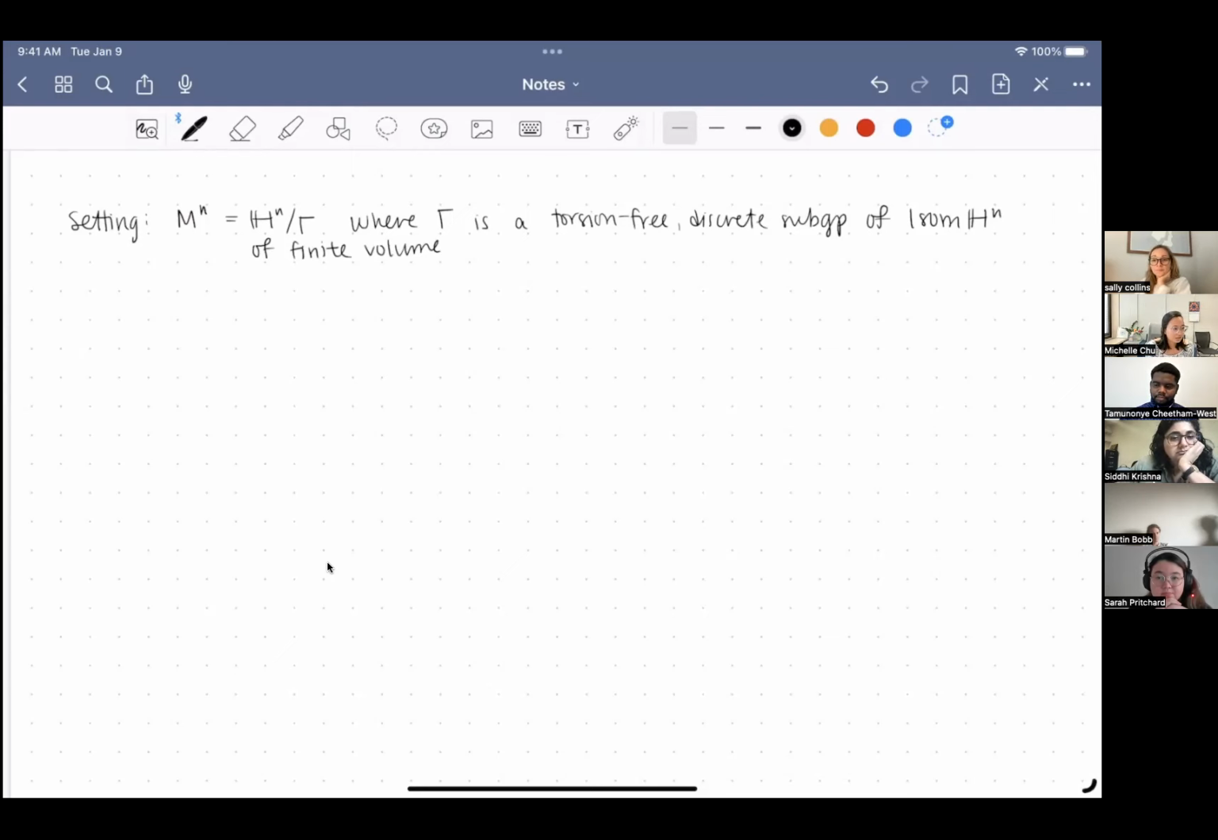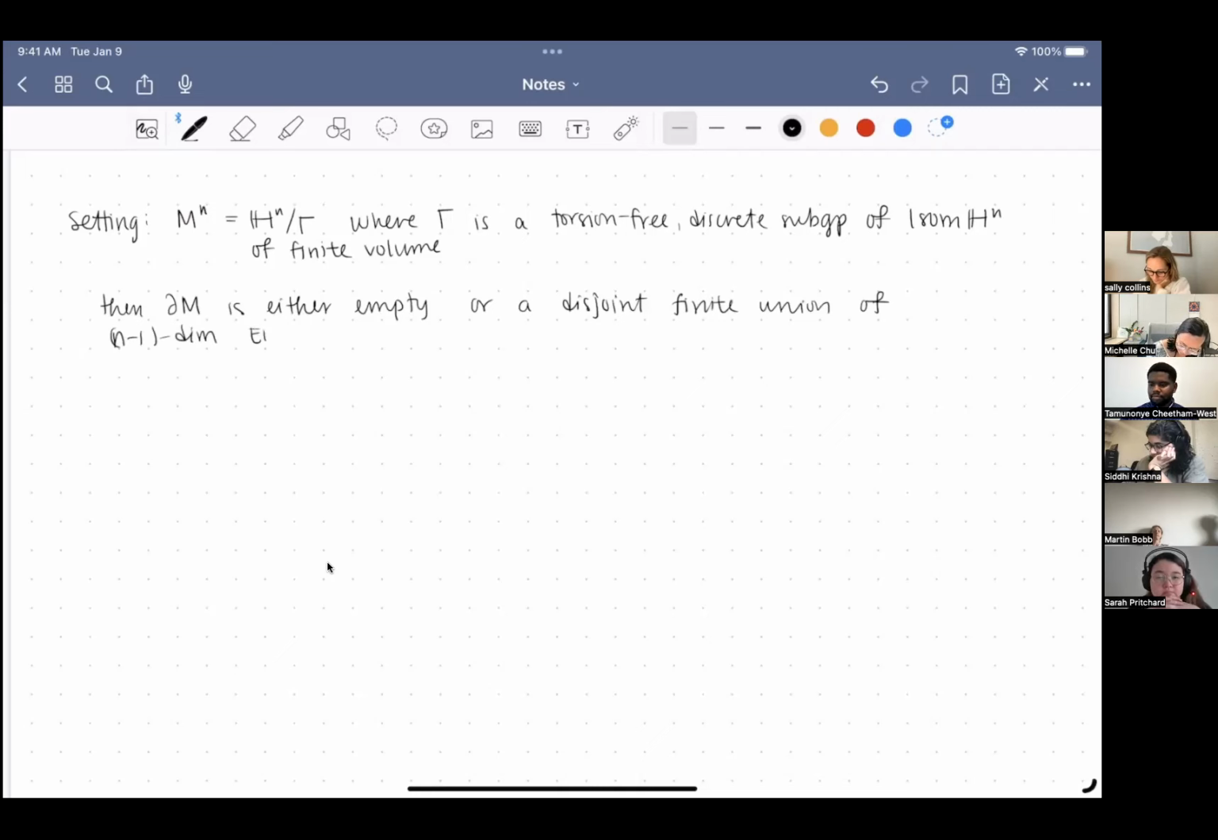Okay, so whenever we have this, then the boundary of M is either empty or a disjoint finite union of n-1 dimensional Euclidean manifolds.